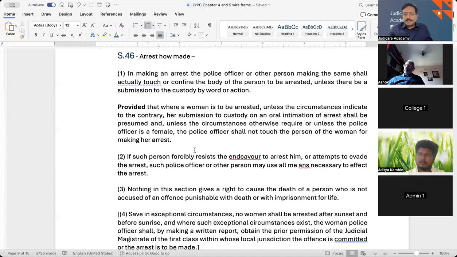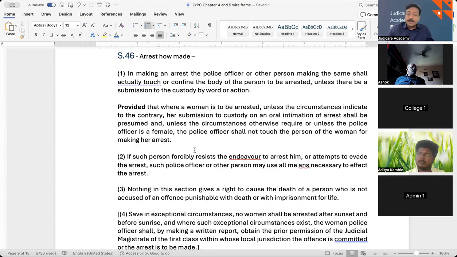So, in making an arrest, the police officer or other person making the same shall actually touch or confine the body of the person to be arrested unless there be a submission to the custody by word or action. If I come back and say you get arrested, you come sit here, it is fine. No handcuff, no physical touch, no manhandling is required. But if you're not going by the legal words and you're not submitting to the custody by the word, then it can happen.